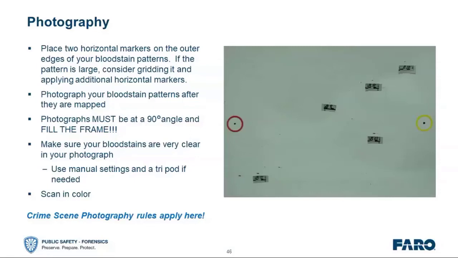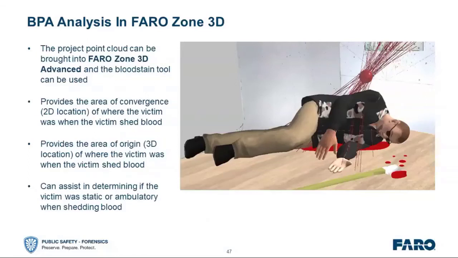So you'll need this. Make sure that you take a good photograph, get it off of auto, use manual, get it in focus, so focus on the bloodstain itself and not on the wall or the sticker. And take some good 90-degree photographs. Don't have it at an angle. Make sure you fill the frame. Scan it in the 1/4 resolution, 4 times minimum. You can bring that into the FARO software.